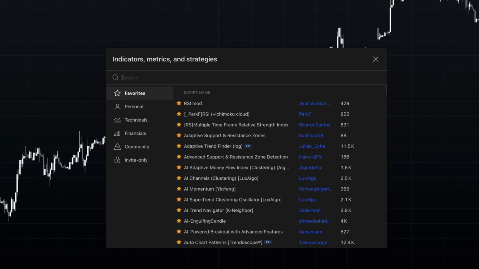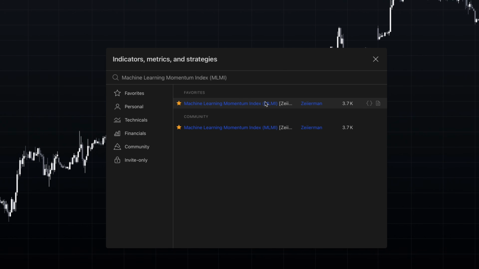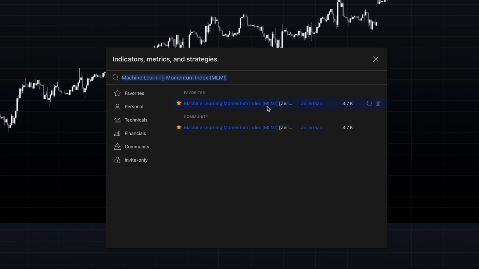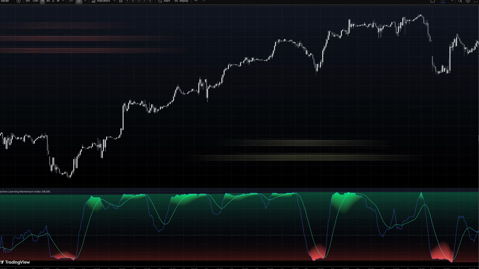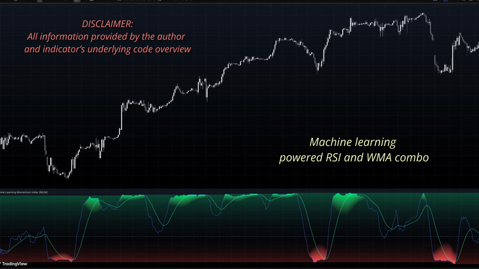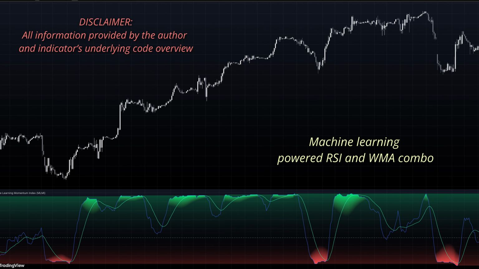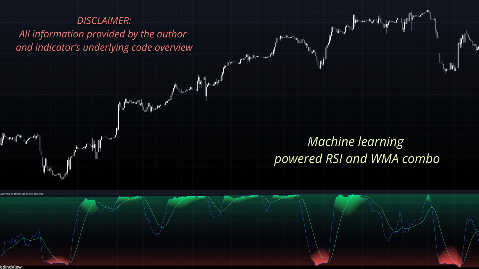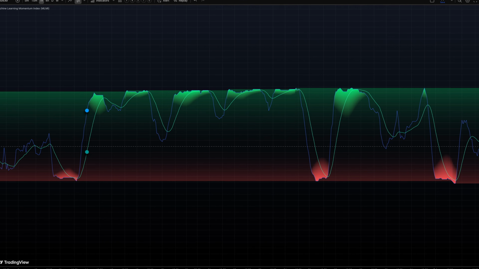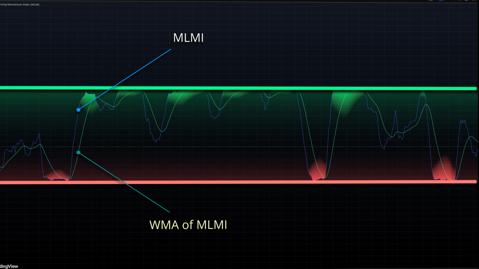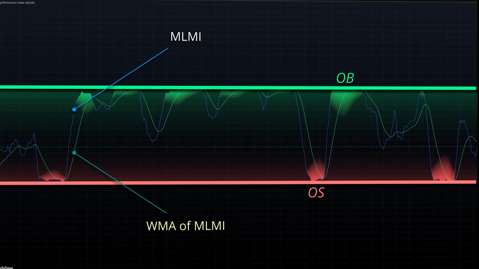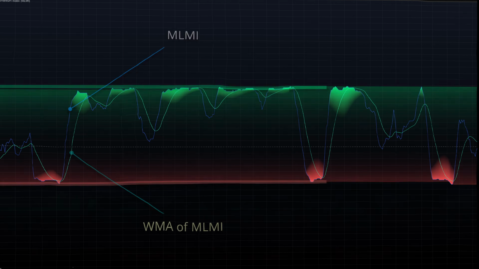Created by Zierman, this Pine script indicator applies machine learning principles to momentum analysis through a k-nearest neighbors (KNN) algorithm. The MLMI combines traditional technical indicators RSI and WMA with machine learning to create a predictive model. The indicator visualizes its predictions through a main line with a corresponding moving average, both displayed against a gradient background that highlights overbought and oversold zones.